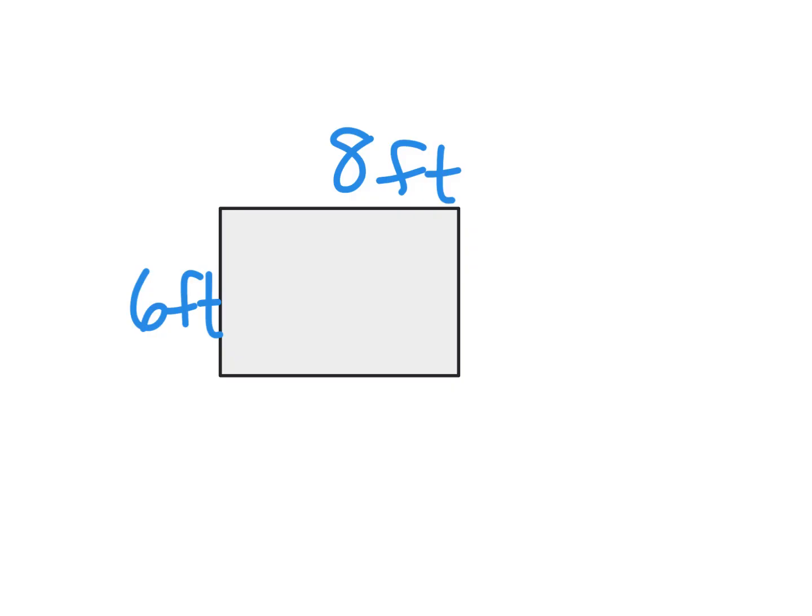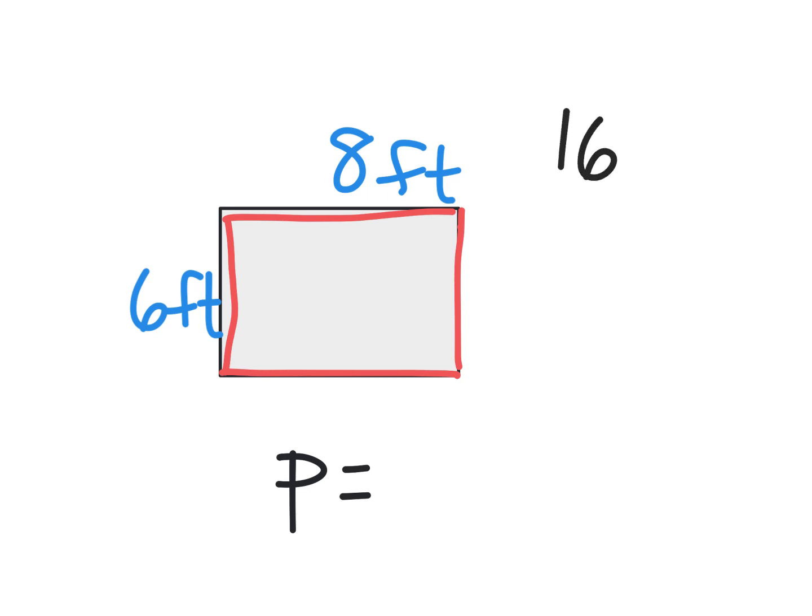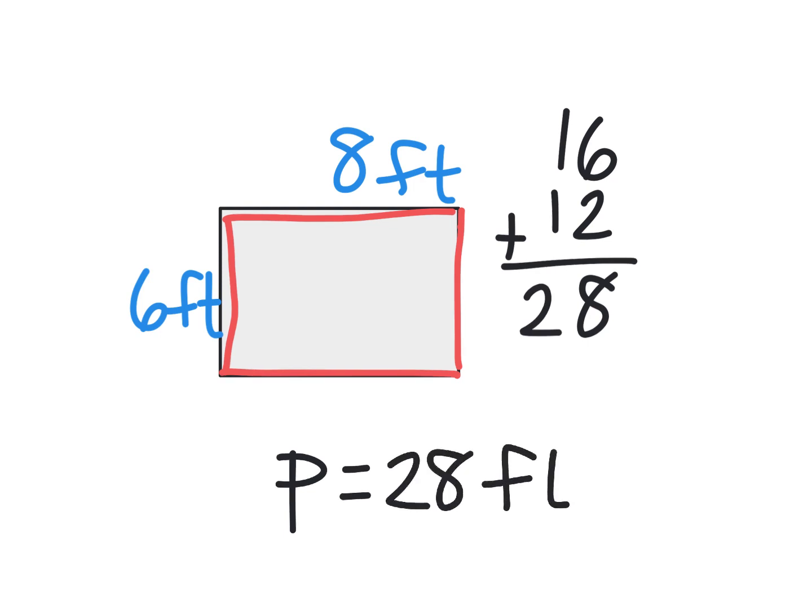Here's a quick example. If I wanted to find the perimeter of this shape, I would have to add 8 plus, this side has to be 8, right? Because their opposite are equal. So 8 plus 8 is 16, and 6 plus 6 is 12. So I would have to do 16 plus 12 to find the total perimeter. Because remember, I'm adding, and that's 28 feet. And remember, it's just feet, not feet squared, because I'm just doing this red line, just the outside. So again, if this were a rectangular pizza, this is just the crust.